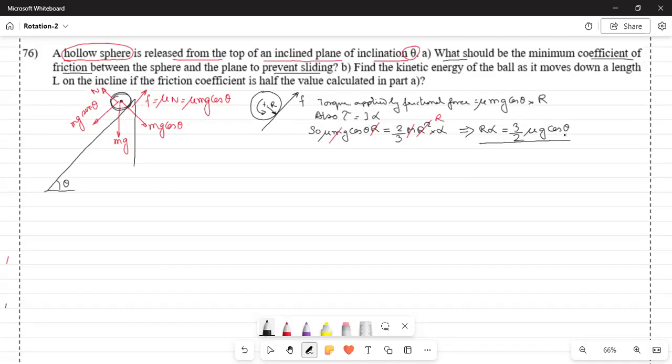Now, as the ball is rotating, it is also sliding down. Its center of mass is sliding down. Let us say the linear acceleration along the slope downward is equal to A.